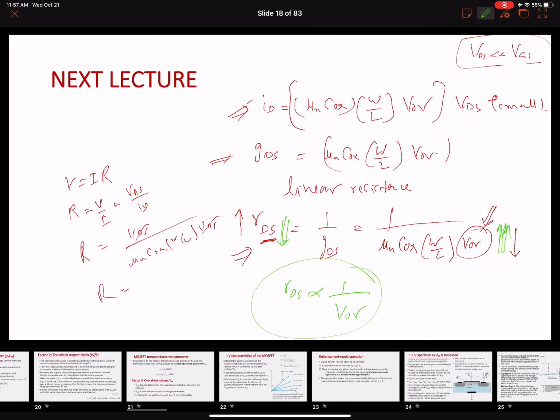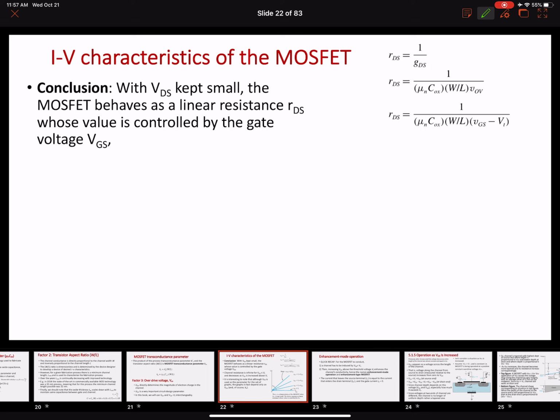Okay, now going to the IV characteristics. So these are the equations that we just derived. Resistance is inversely proportional to the conductance. Here's the equation, and over here we just expanded on VOV equals VGS minus VT. So when the VDS is kept small, the MOSFET behaves as a linear resistance with a value of RDS, whose value is controlled by the gate to source voltage. And again, the overdrive voltage is VGS minus VT, so gate to source voltage is VOV plus VT. Since VT is a constant, VGS is directly proportional to VOV.